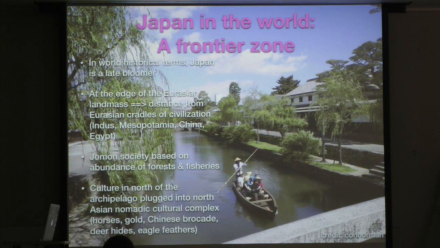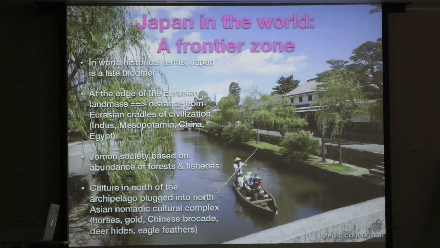But again, due to the primacy of water transport and the difficulty of keeping roads well graded in such a mountainous society, barges and boat transport was actually much more important than in many other parts of the world. So Japan was, as we've said before, a frontier zone, a late bloomer, historically speaking.